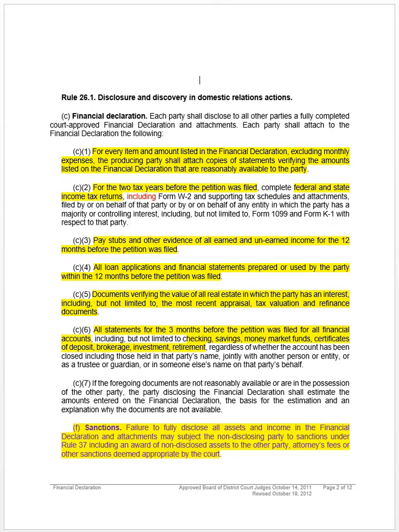But specifically, I want to draw your attention to subparagraph F, talking about the sanctions that can be imposed if you don't comply with the rule for financial declarations. Failure to fully disclose all assets and income in your financial declaration and its attachments may subject the non-disclosing party to sanctions, which could include an award of the non-disclosed assets to the opposing party. It can also include an award of attorney's fees or other sanctions as the court deems appropriate.